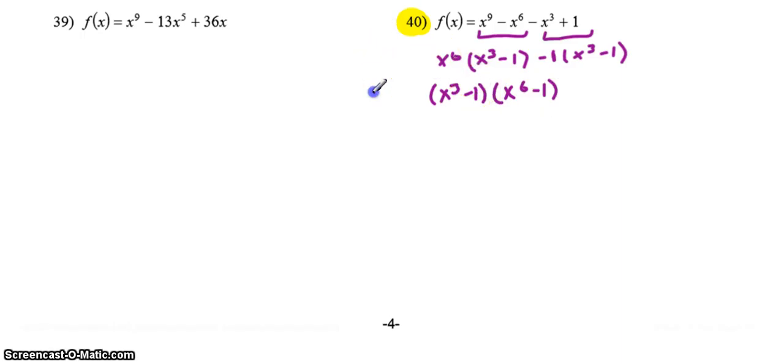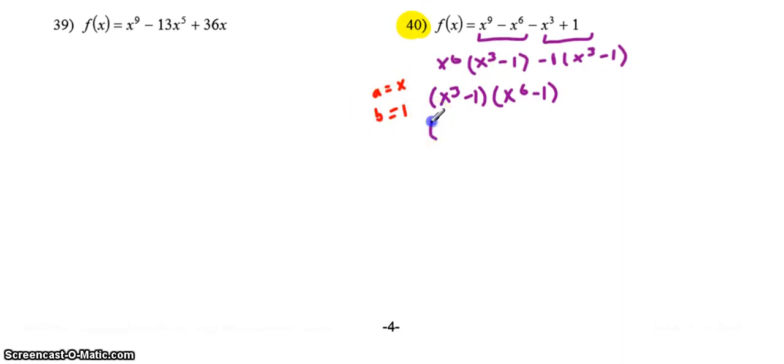So in this case, my a will be x, and my b will be 1. Using the difference of two cubes factoring pattern, we have a, which is x, minus b, which is 1, times a factor of a squared, which will be x squared, plus a times b, which will be 1 times x, which is x, plus b squared, and 1 squared is 1.